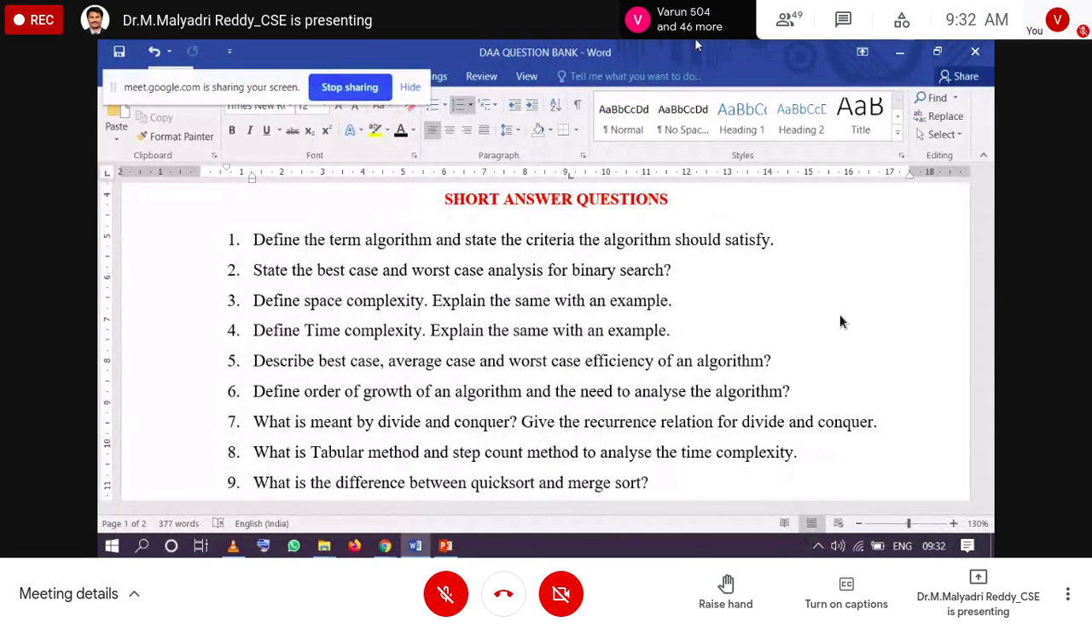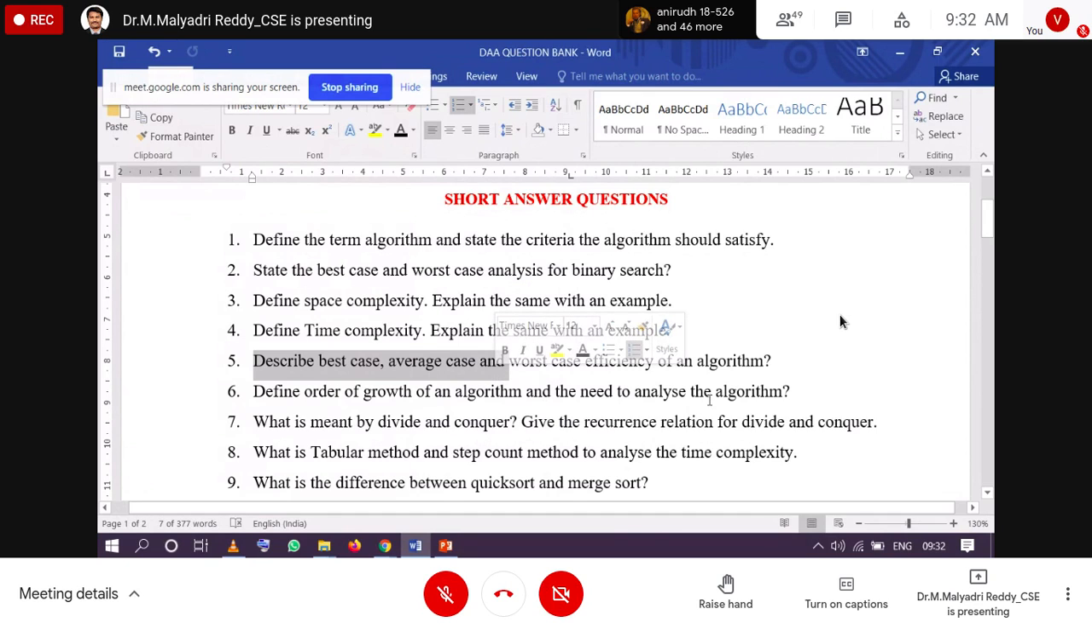Define order of growth of algorithm. They both give the same answer. What is the need to analyze an algorithm? Need to analyze an algorithm means it is a pre-estimation to know the size of the algorithm, how much time it will take to execute. It is a prior estimation. For this purpose only we write the algorithm. By writing this, we can estimate how much time it will take and how much space it will take.